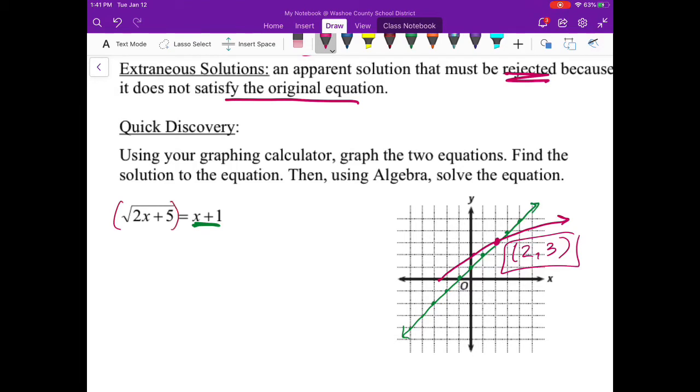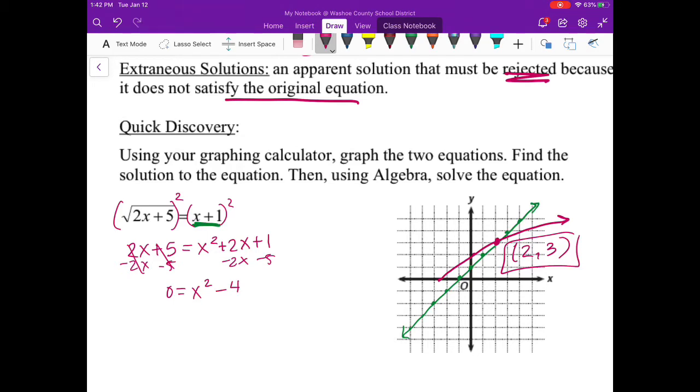If I was doing this algebraically, we just did this. We're going to square both sides. That gives me 2x plus 5 on the left, x squared plus 2x plus 1 on the right. And I want to move everything to one side so that I'm able to set this equation equal to 0.